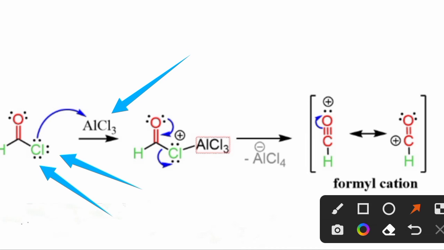and AlCl3 gets converted into AlCl4. Firstly, AlCl3 gets attached to this Cl. After that, this AlCl3 and Cl, that means total AlCl4, is given out, and then the formyl cation is formed. Now this formyl cation is free to react with the aromatic ring, that is benzene.